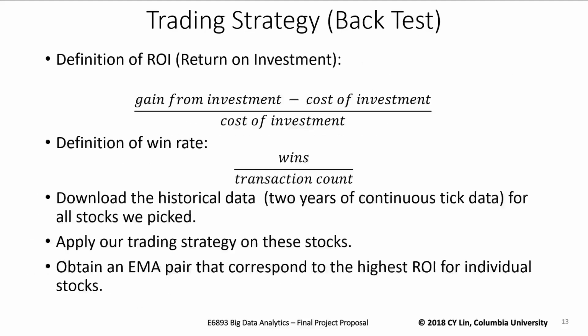We perform the strategy recursively for many EMA pairs based on 2-year historical data for individual stocks and obtain the EMA pair that corresponds to the highest ROI. Here's the definition of ROI. It is the gain from investment minus the cost of the investment over cost of investment. Also, we'll show our win rate. The definition of win rate is the wins over transaction count.